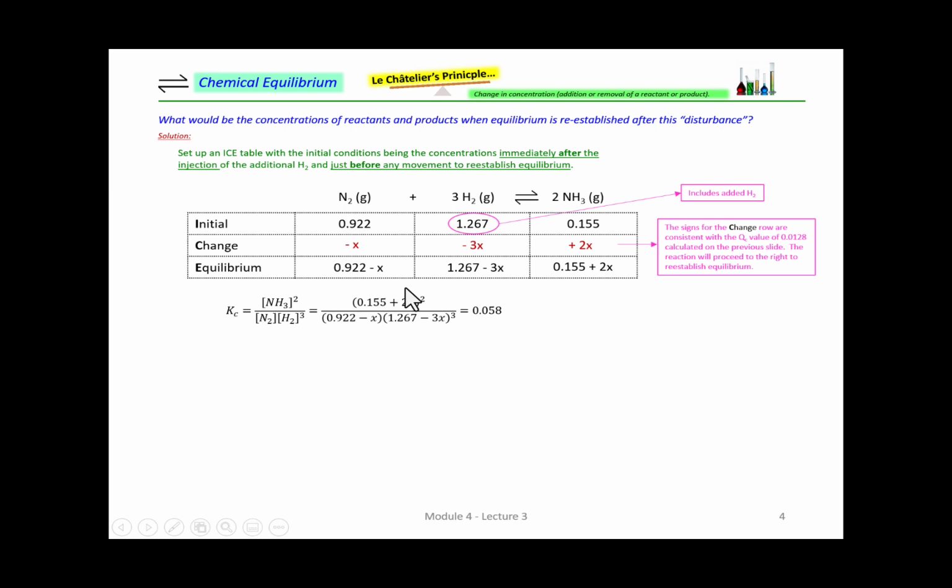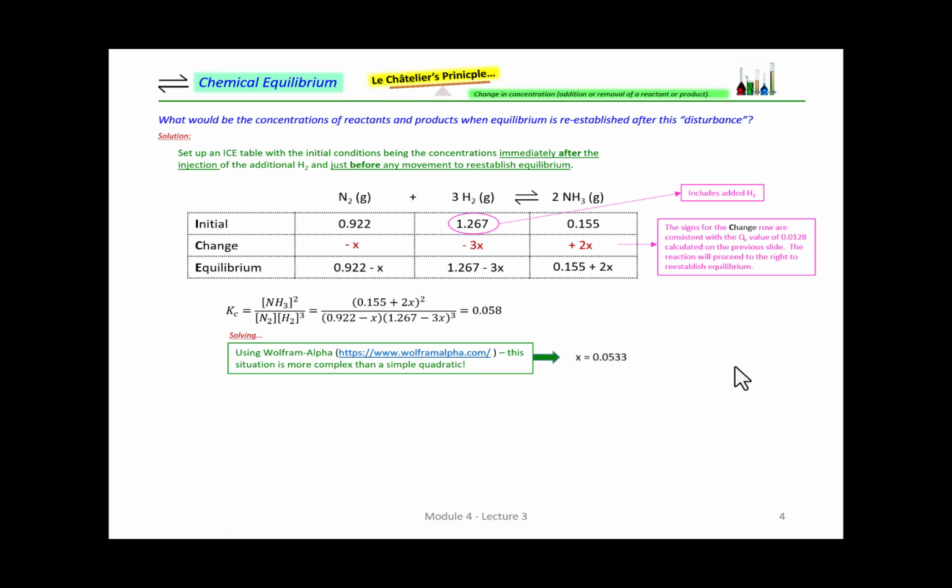So we put in the equilibrium concentration expressions for ammonia and for nitrogen and for hydrogen. Remember to square the ammonia concentration and cube the hydrogen concentration, and you set this whole expression equal to the Kc. Now, it turns out that this is much more complicated than a regular quadratic. So I went to wolframalpha.com to solve this, and the algorithm gave me an x value of 0.0533.